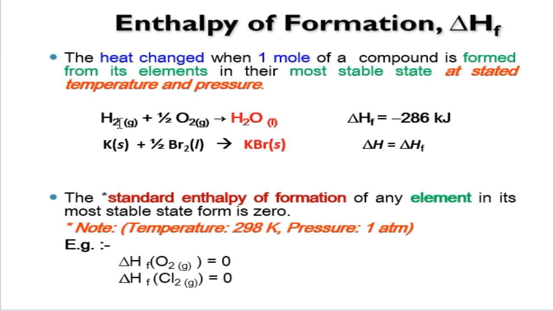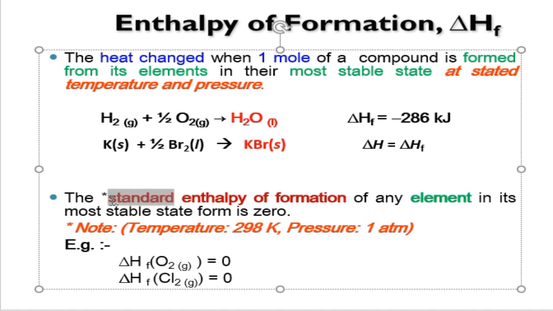Okay, it is formed from its elements. Hydrogen is an element, oxygen is an element, potassium solid, bromine molecule. So all of these are formed from elements, at their most stable state. In the stable state, the enthalpy of hydrogen is equal to 0. Then stated temperature and pressure. If standard is added over here, then the condition is 298 Kelvin and pressure 1 atm. So the enthalpy of formation of the element oxygen or element chlorine is equal to 0.